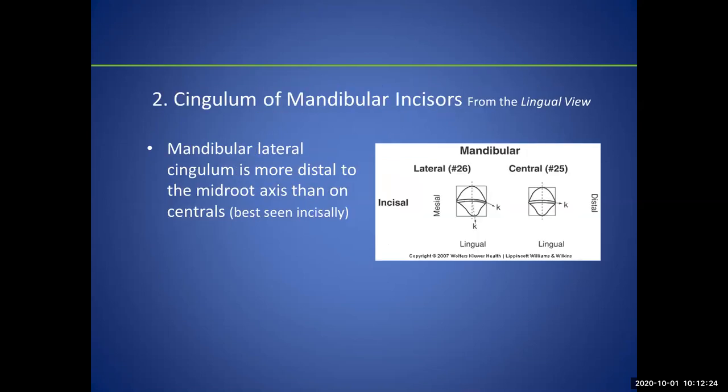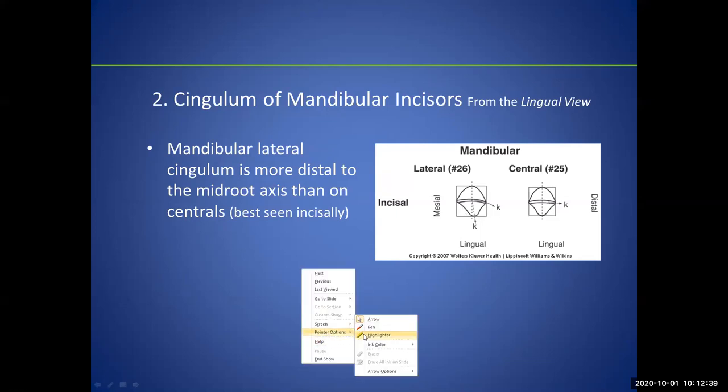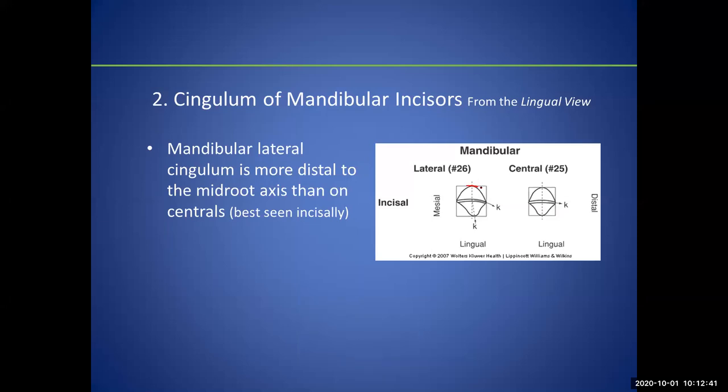The mandibular lateral cingulum is more distal to the midroot axis than on the centrals. What other tooth were we talking about that had this distal lingual twist? Central maxillary, right? Maxillary central has the distal lingual twist. The mandibular lateral has the distal lingual twist.